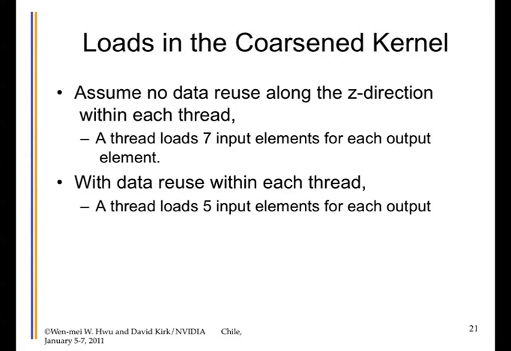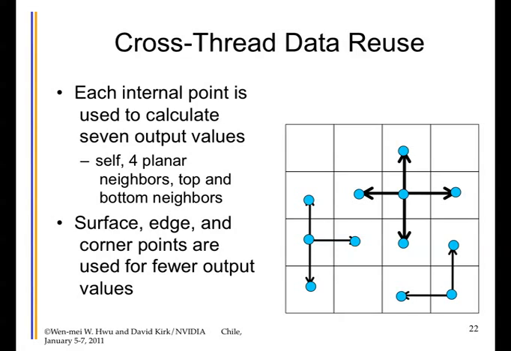Okay. So the load. So assume no data reuse along the z direction. In the previous case, every element requires 7 input elements. But if you reuse, then you go down to 5. That's exactly what we just talked about, right? Okay. Now, going to your idea now. We can actually do some cross-thread data reuse.